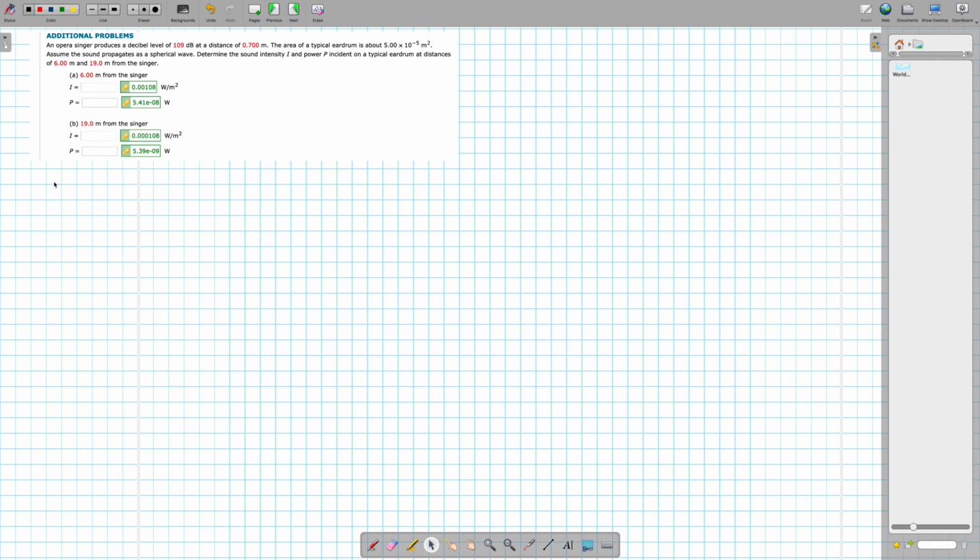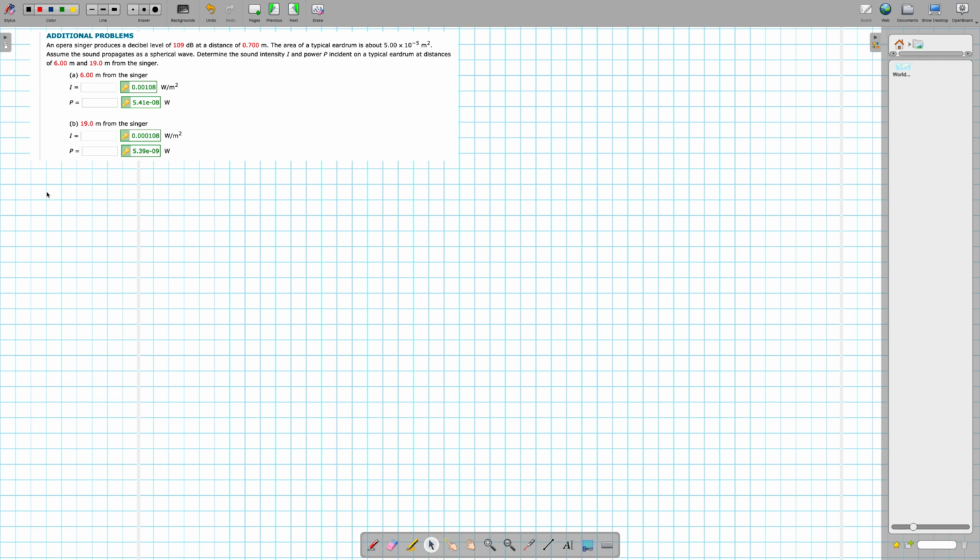of 0.7 meters. It also says that the area of a typical eardrum is about 5 times 10 to the minus 5 square meters. Assume the sound propagates as a spherical wave. Determine the sound intensity and power incident on a typical eardrum at 2 other distances.